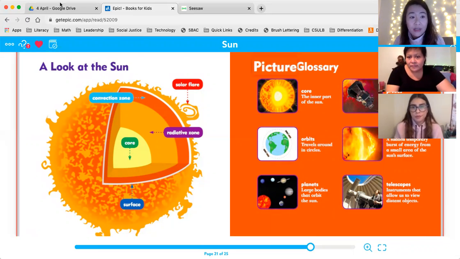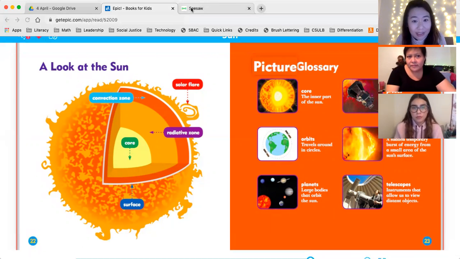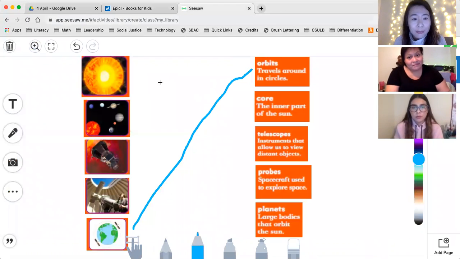One way we can double check to see if you really understood the information is through our assignment today. I made you a little mix and match activity here. I've taken a screenshot of each of those pictures in the glossary. Now don't cheat, because I know you can go back and read the text, but you're going to match the word and the definition to the picture. And I did one for you already. This is orbits. And I did orbit means travels around in circles.